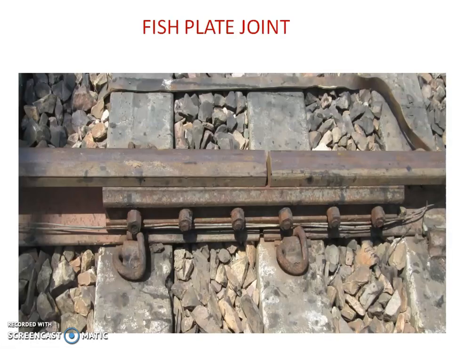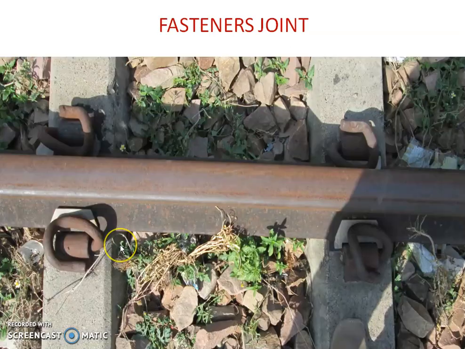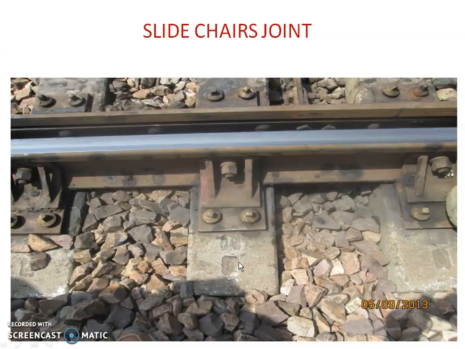This is the real picture which is available in the railway track. This is the rail, the fish plate is there, the fish bolt is there. To connect the rail with the sleeper, we'll be using a chair. These are the fasteners by which the rail is connected to the sleeper, which is a concrete sleeper beneath, and this coarse aggregate portion is the ballast.